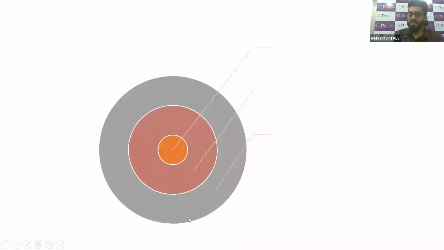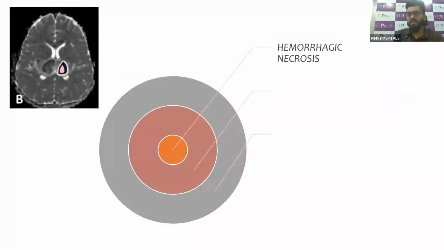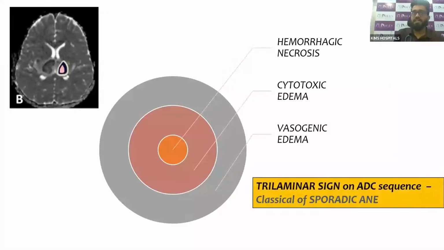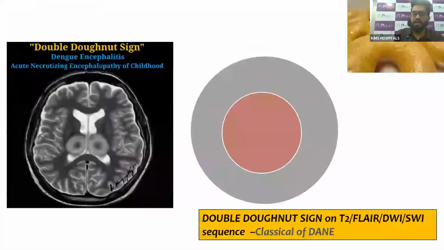So quickly coming into what exactly trilaminar sign is, basically it has central hemorrhagic necrosis surrounded by cytotoxic edema and surrounded by vasogenic edema. So the trilaminar sign is typically seen on ADC sequence. It's very classical of the classical ANE or sporadic ANE. We'll also look into other types of ANE.